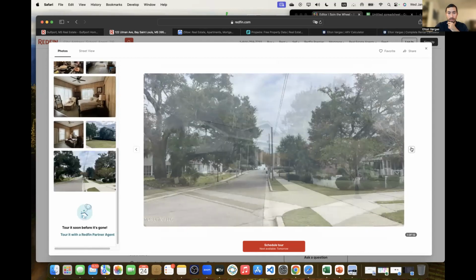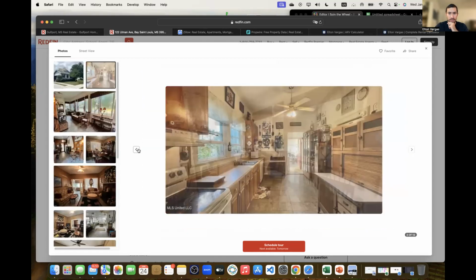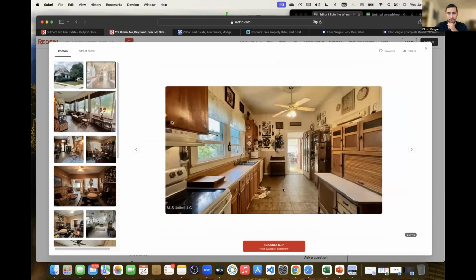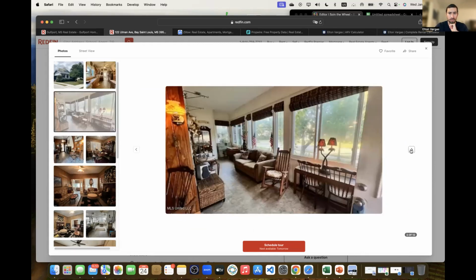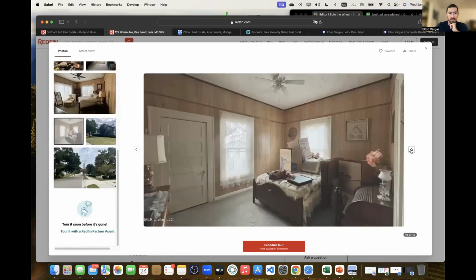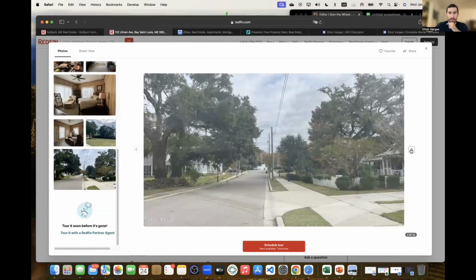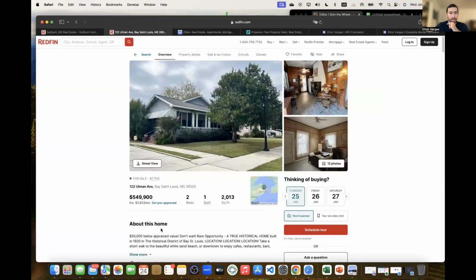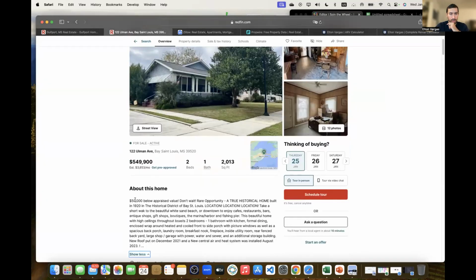So not a lot of pictures, and I'm guessing this is the kitchen, so definitely update the kitchen. So kitchen, paint, update the appliances as well. Didn't show the bathrooms, so I don't know what the condition of the bathrooms is for this property. But let's see what kind of description we have going on so far.